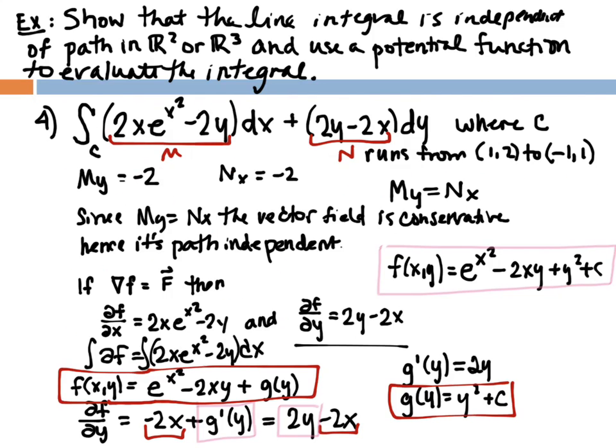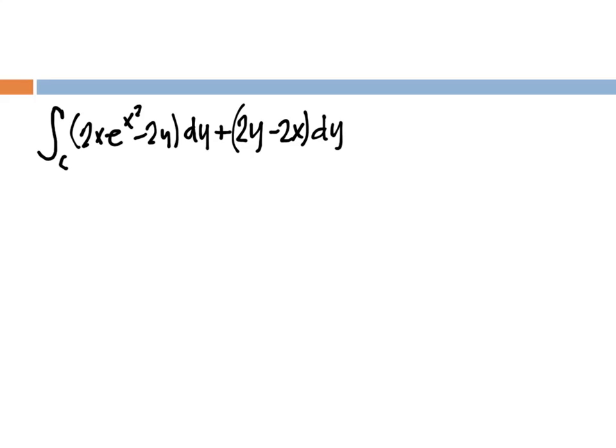We're going to evaluate our potential function at the two endpoints that we were given. So what this means is the integral that we were looking for to begin with over the curve C of 2x e to the x squared minus 2y dx plus 2y minus 2x dy is going to equal this potential function. First one's dx. Oh, did I write it down wrong? Yeah. Thank you, Nathan. Yes, you're right. Our potential function that we just got: e to the x squared minus 2xy plus y squared. I don't need the plus c because I'm going to be evaluating.